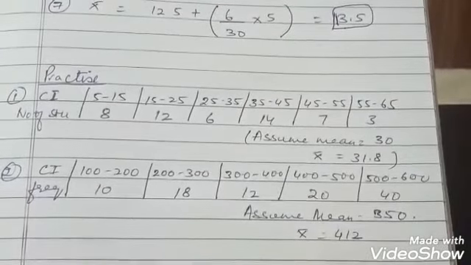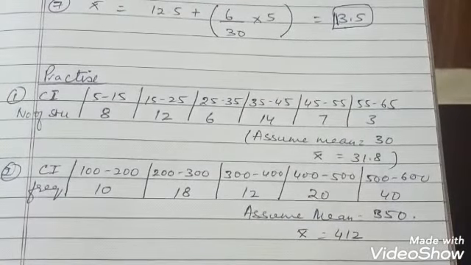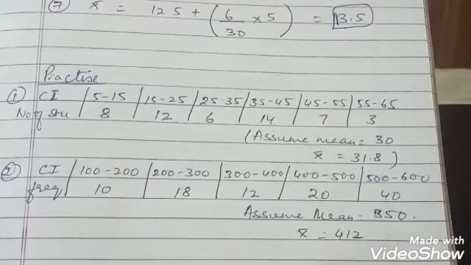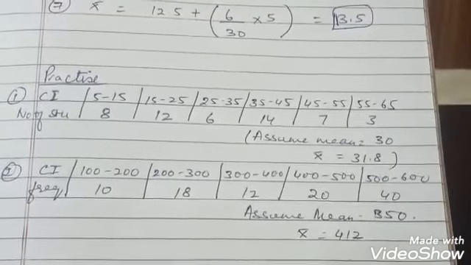Now there are two sums given to you here again. In both the sums you have the assumed mean given to you. The assumed mean will be calculated only once you have calculated the x, that is the mid-value. X bar is also given to you, and for your convenience, tally the answers.